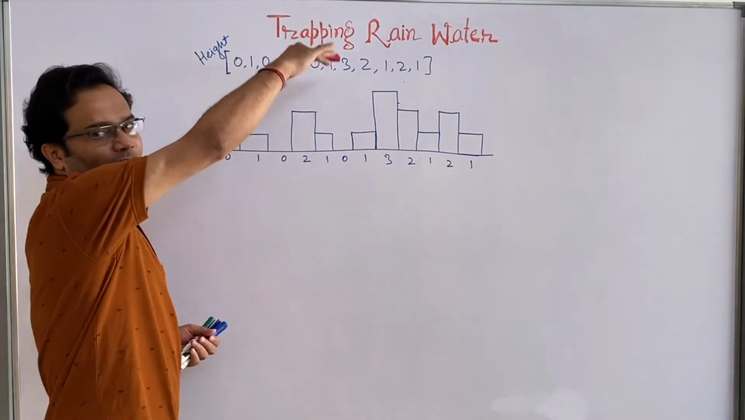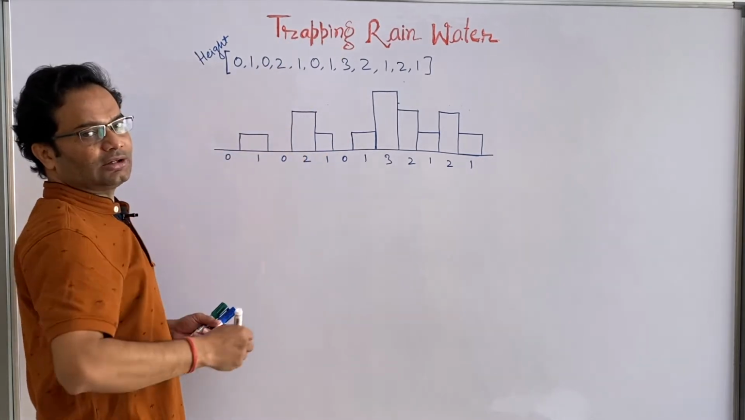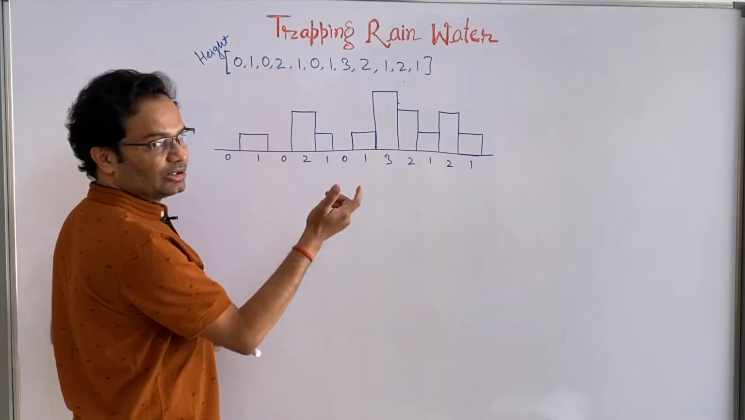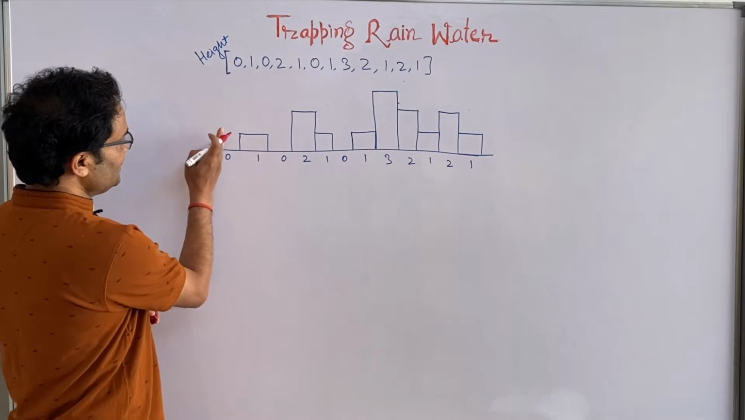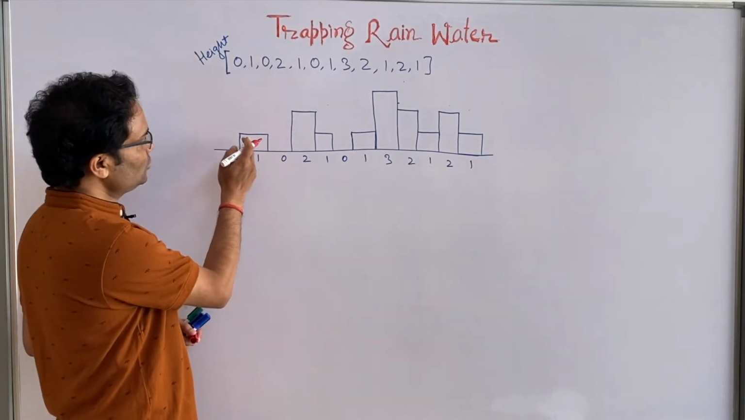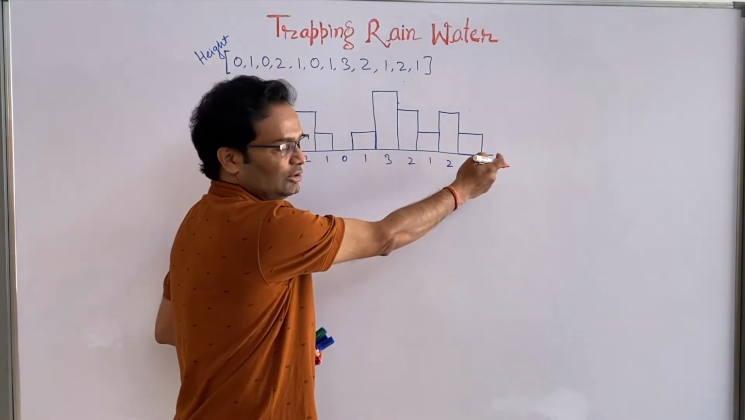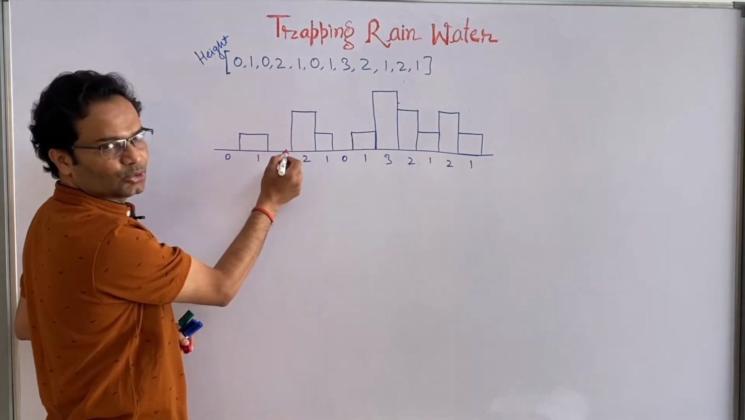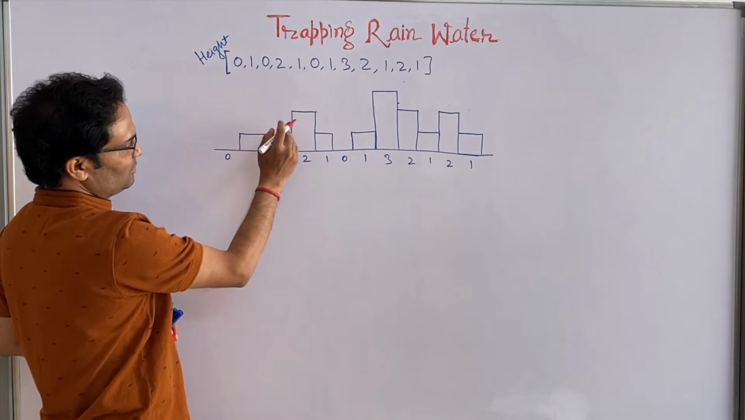Suppose rain is happening from the top, so you have to calculate how much water you can trap, and each building's width is 1 unit. Okay, so if you see here, nothing is there, right? The building starts from here, so you cannot store any water here, and on this side also you cannot store any water. You can store water here, but up to how much height? This much height? No, it is not possible.